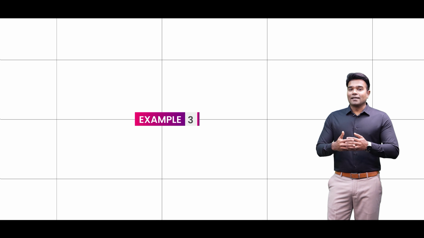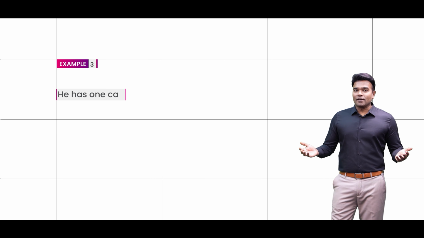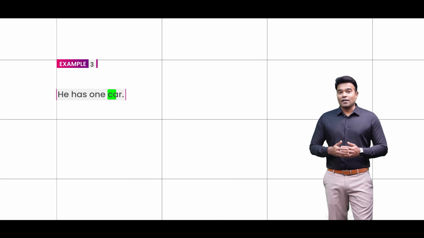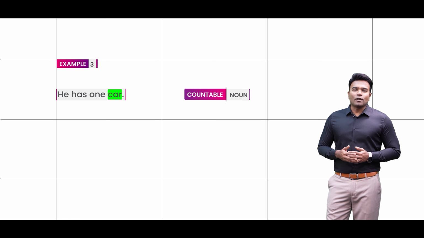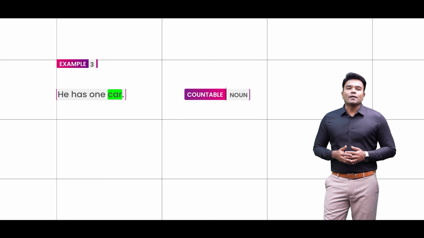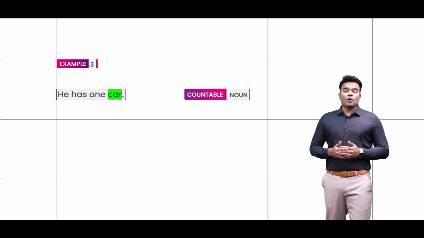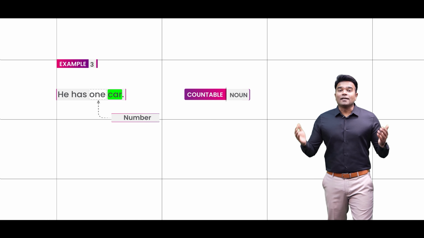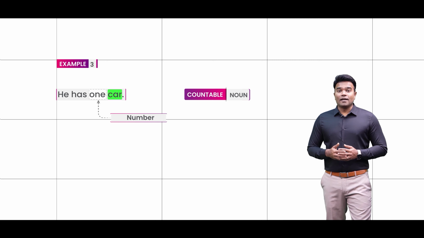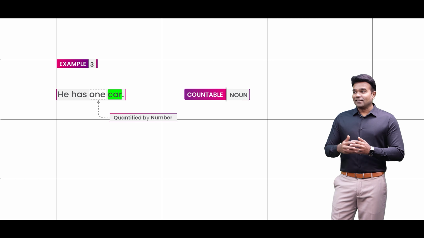Have a look at this sentence. He has one car. Well, the word car here happens to be the countable noun in this sentence, because after all, you can count the number of cars as individual units, and obviously here the word one happens to be a number, and in this sentence the countable noun car is being quantified using a number.